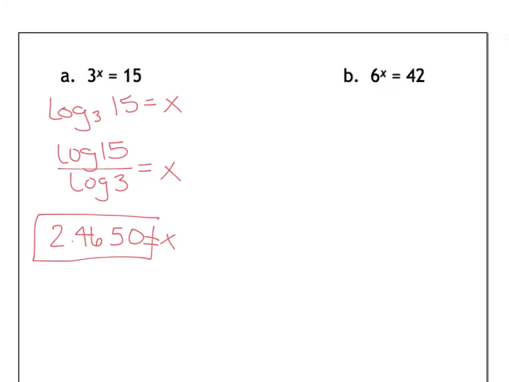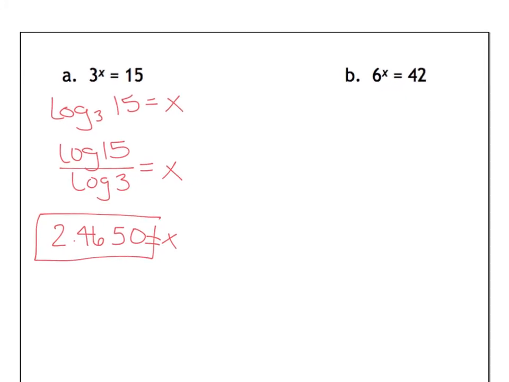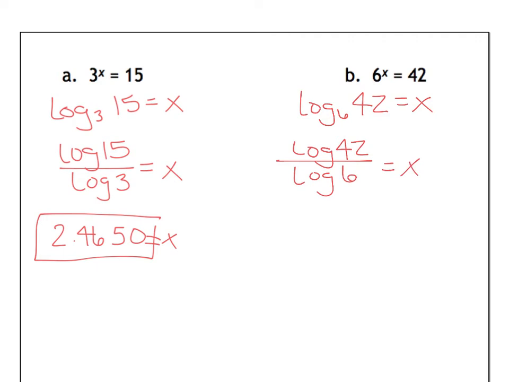All right, so we're going to do the same thing with the next problem. So again, we start with this equation, 6 to the x equals 42. So this is in exponential form. I'm going to rewrite it in logarithmic form. So I have log base 6 of 42 equals x. And then again, I'm going to use the change of base formula. So I have log 42 divided by log 6 equals x. And that will give me 2.0860 equals x.